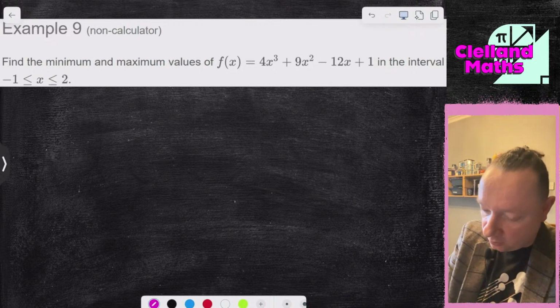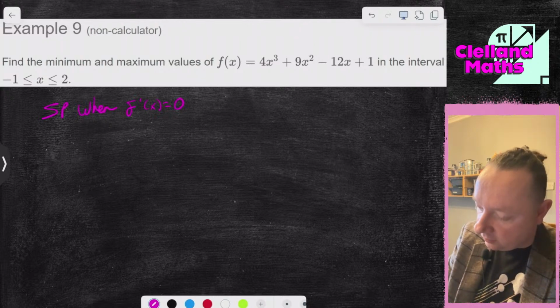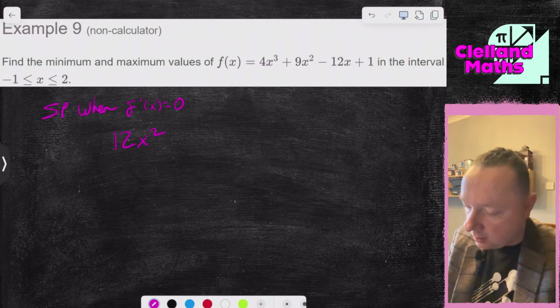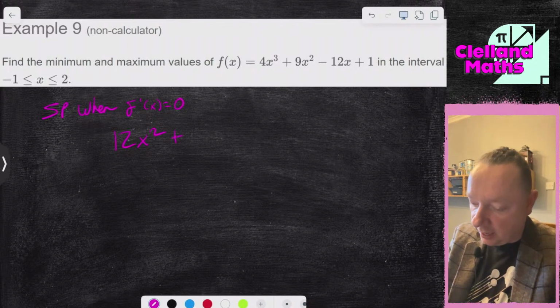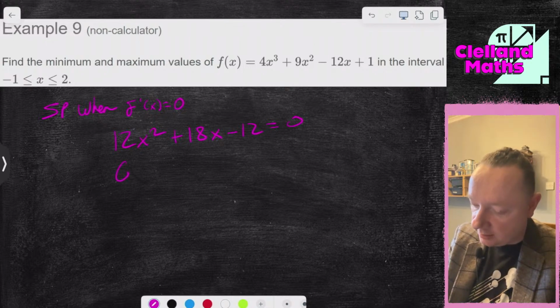So we need to check our stationary points. First of all, stationary points when f dash x equals 0. So that is 3 4s is 12x squared. Plus 2 9s is 18x. And minus 12 equals 0. A common factor is 6, to get 2x squared plus 3x minus 2. Let's just hope that factorizes.